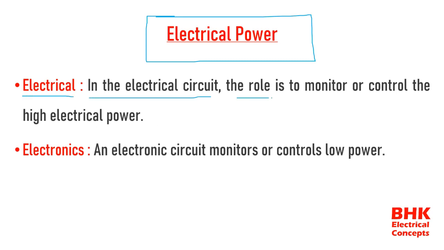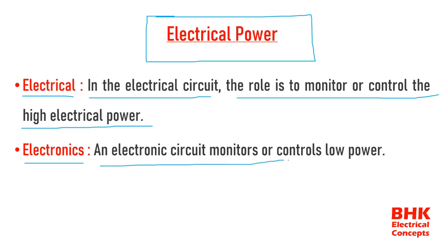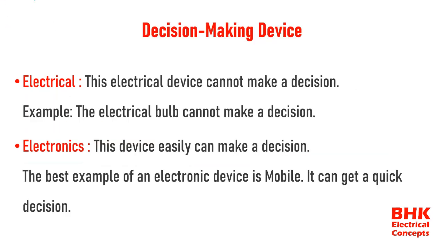electrical circuit, the role is to monitor or control the higher electrical power. But in the case of electronics, an electronic circuit monitors or controls low power. So electrical systems are always used for controlling high electric power, but electronics is always used for controlling low power. And here the other thing is the decision making device.